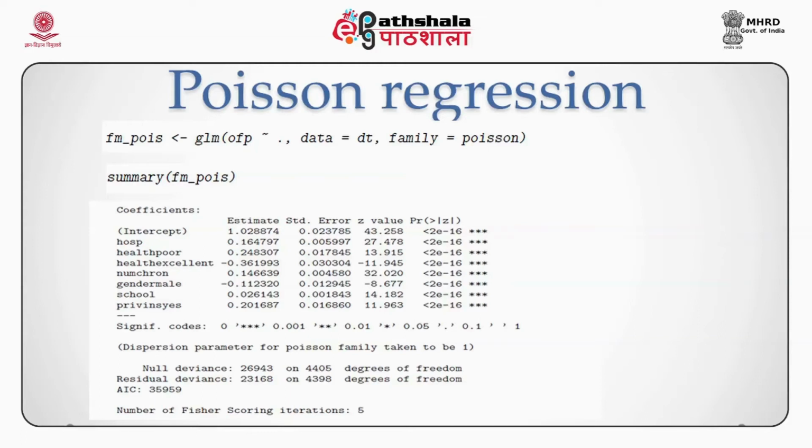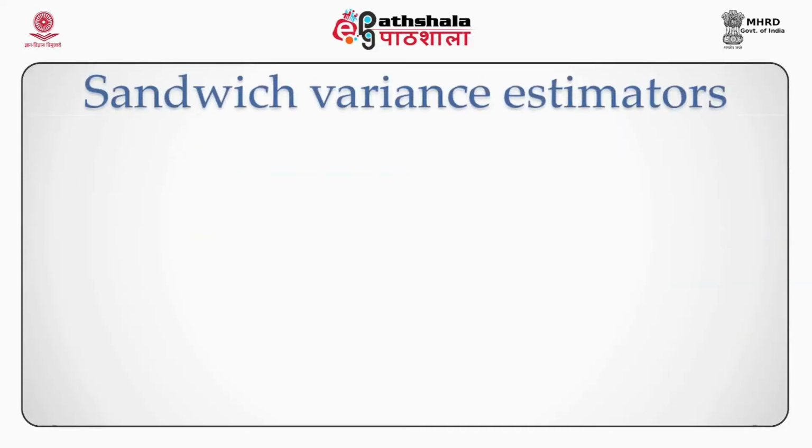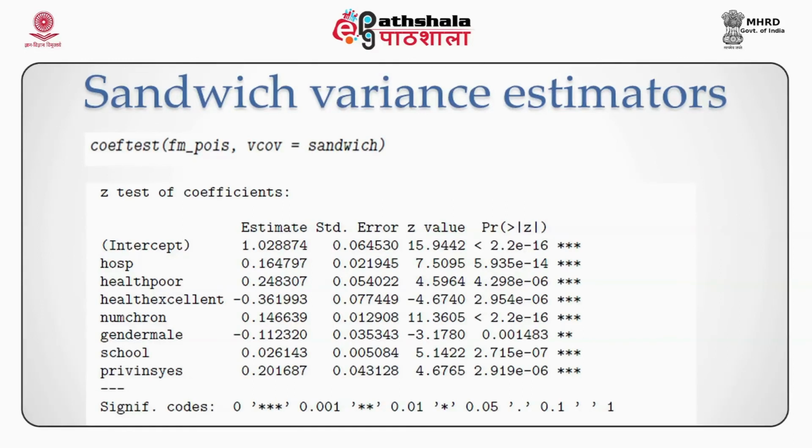Now, it is possible to partially adjust for the phenomenon of over-dispersion by using robust variance estimators. So, robust variance estimators are obtained using a procedure called sandwich variance estimation, and this can be done by running the coeftest function with the option vcov equal to sandwich. So, running this will return the table given on this slide.